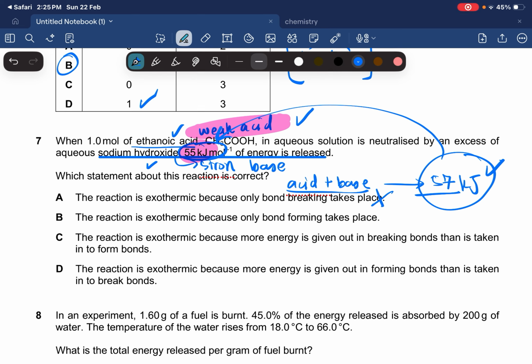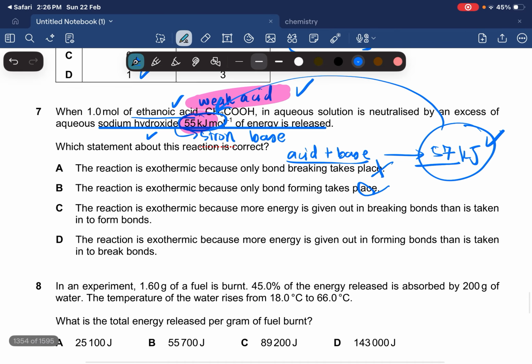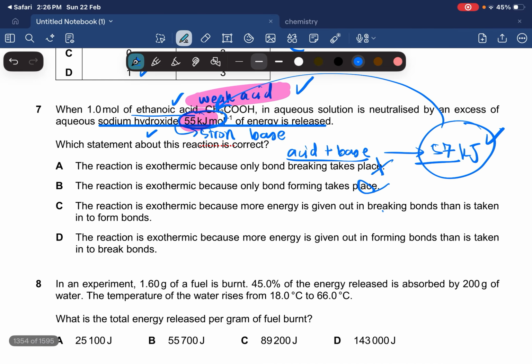More energy is released in bond making than in bond breaking. The reaction is exothermic because only bond forming takes place. No, both bond breaking and bond forming are going to take place, but what's going to happen is that more energy is going to be released in bond making. The reaction is exothermic because more energy is given out in breaking bonds.